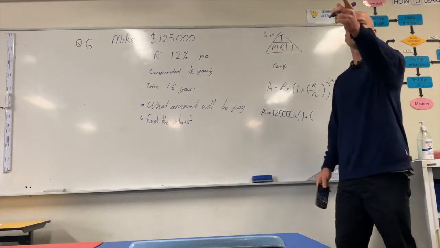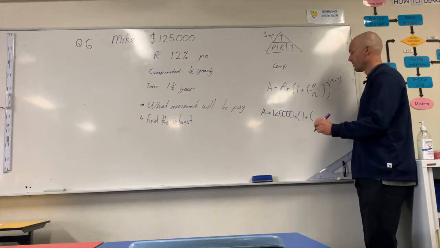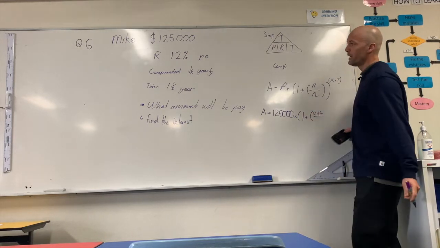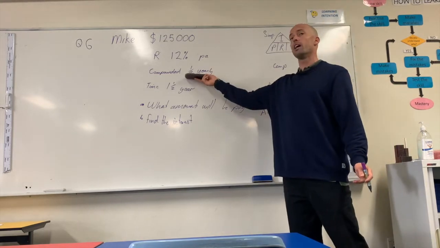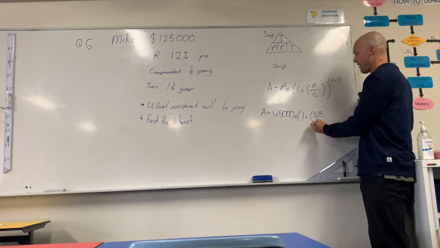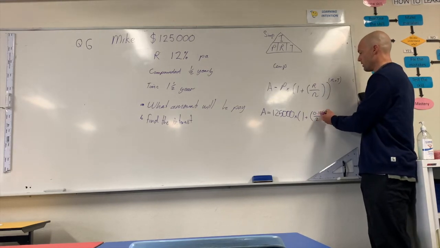12% per annum. What's that as a decimal? 0.12. Now it's compounded half yearly. So how many half years are there in a year? 2, thank you. And we close that bracket, close another one.